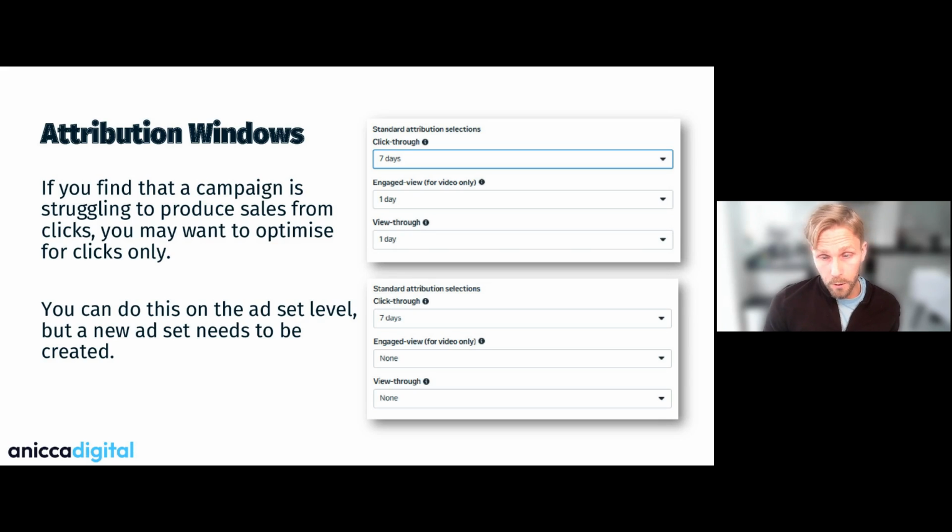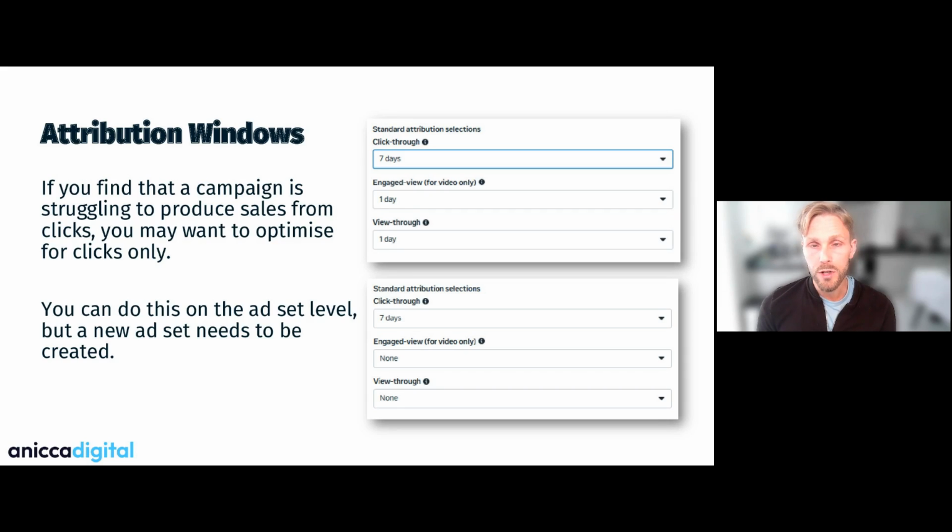If you look at the top one here, that's the default window. If you look at the one on the bottom, I've put none on both the other attribution windows. By actively optimizing the campaigns to look for click only sales, you might help the platform understand that you're really prioritizing the click sales. And in many cases, what you see is a change in performance there. You can lower the cost per click and also improve the results based on clicks only.